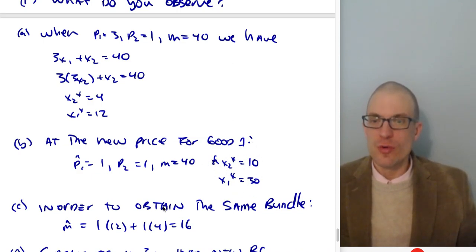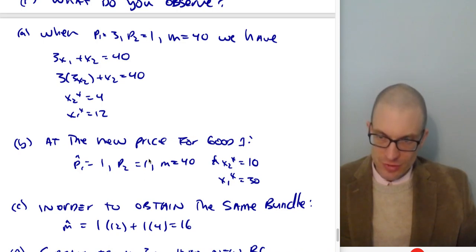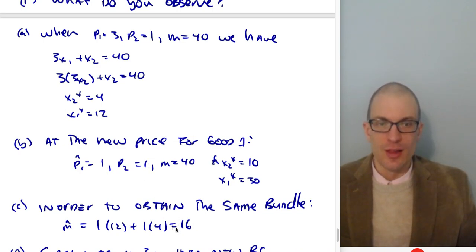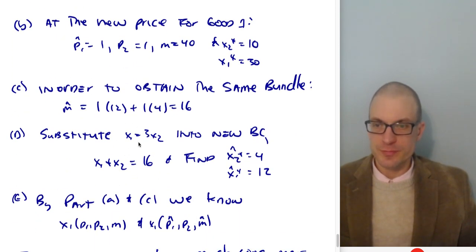Now, in order to obtain the original bundle, where I had 12 of good 1 and 4 of good 2, at these new prices, I only need $16, or 16 units of income. 1 times 12 is 12, 1 times 4 is 4, so that's 16. So that was part C. Now substitute my relationship into my new budget constraint. Let's build a new budget constraint.